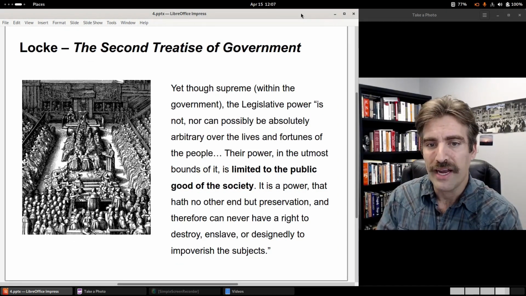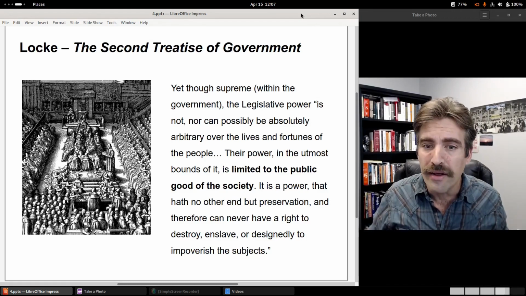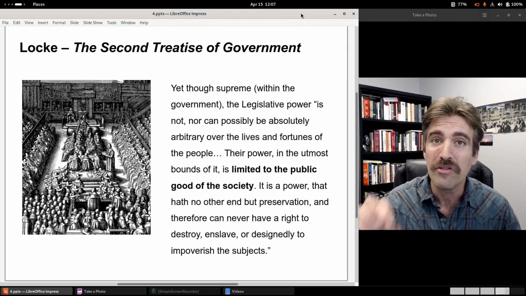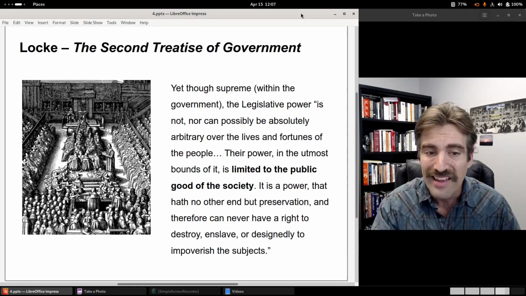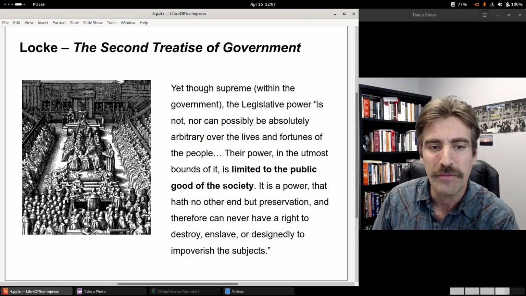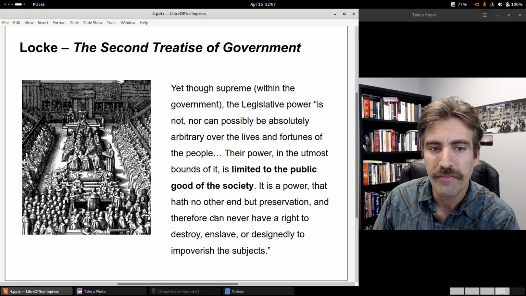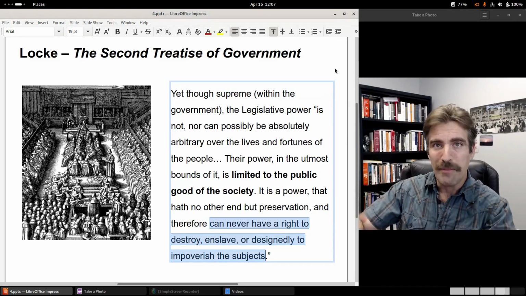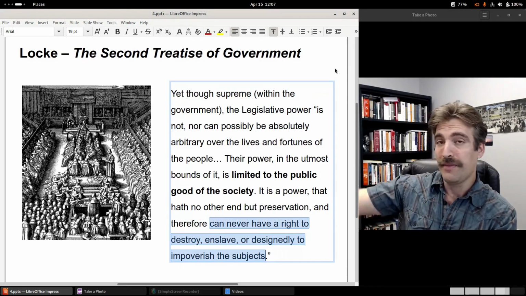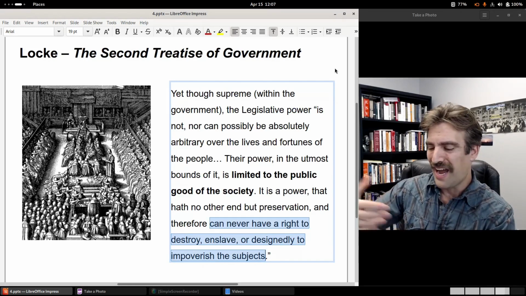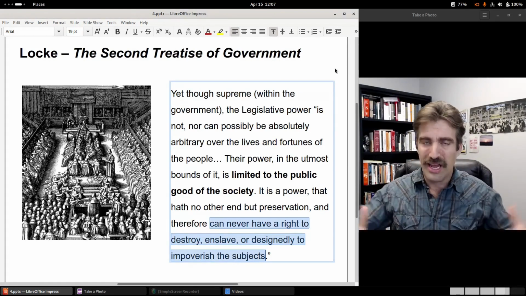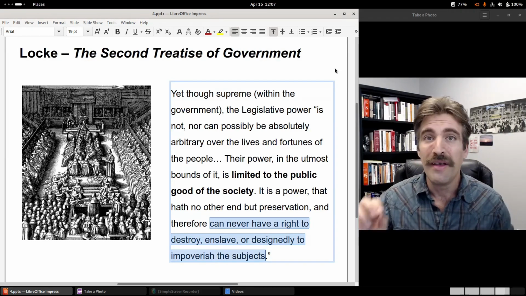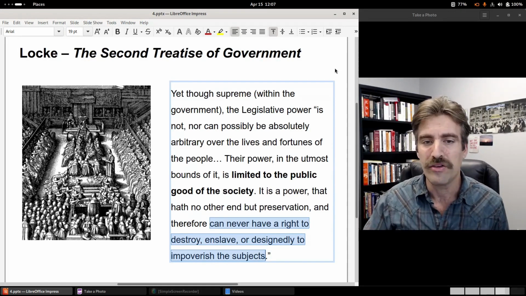Limited to the public good of the society, it is a power that hath no other end but preservation and therefore can never have a right to destroy, enslave, or designedly to impoverish the subjects. There is no right within the legislature to do any of these things. This is a limited power. Here we see a distinction from the Hobbesian system, where once the Leviathan is created, the Leviathan has a sort of absolute power. Here, this is a limited power for even the supreme branch of government, the legislature.